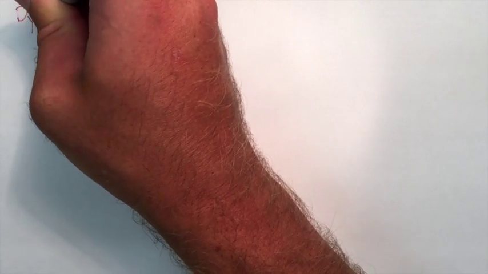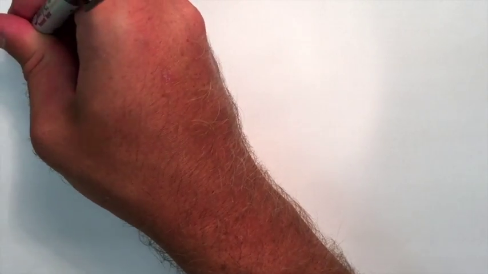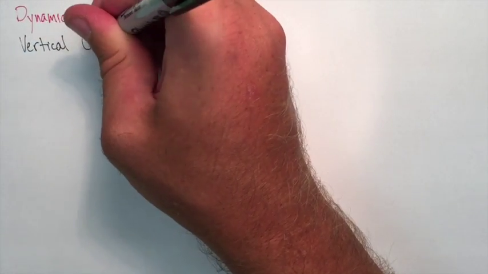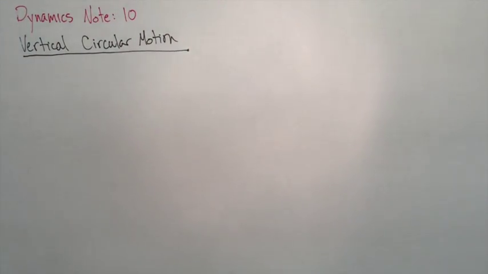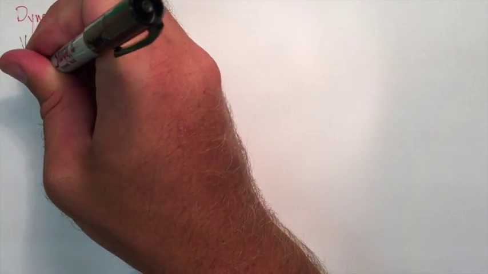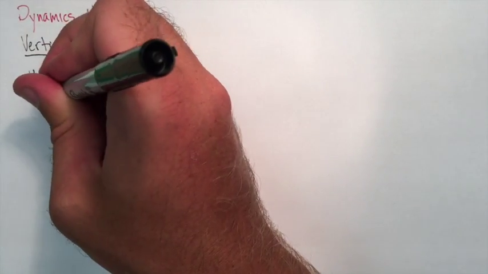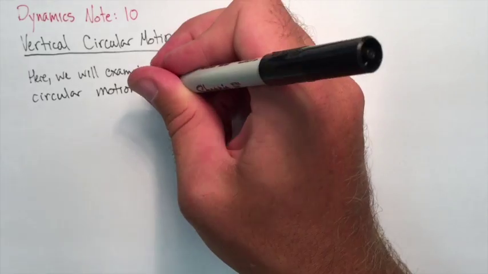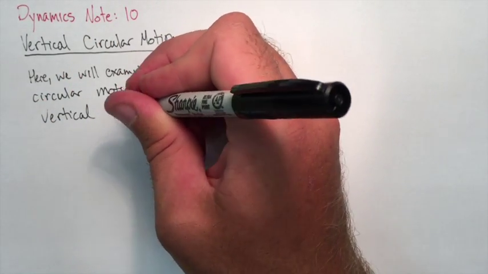Grade 12 Physics, Dynamics Note number 10, Vertical Circular Motion. So in this note, we're going to apply circular motion to a vertical frame of reference. An example of that might be a roller coaster doing a vertical loop. It might be an airplane doing a loop-de-loop in the air, or anything of that sort.